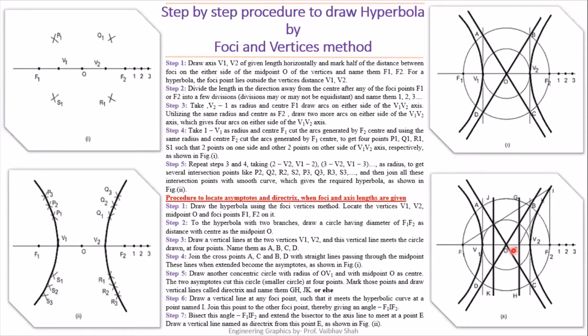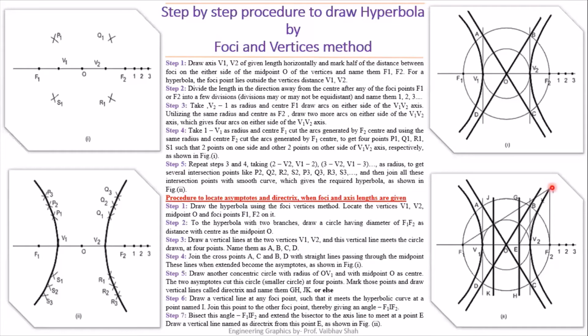So what we have to do? We have to select any point I somewhere here on this curve. Now how to find this point I? For finding out point I, you must draw one vertical line from your focal point F2. So you have to draw one 90-degree line from focal point F2, and this 90-degree line will intersect this curve somewhere here, and we can call this point I.